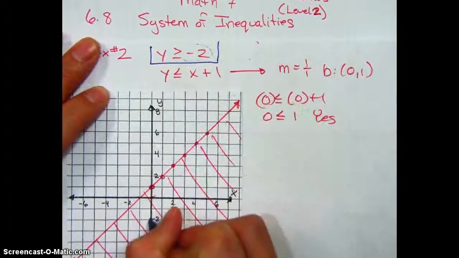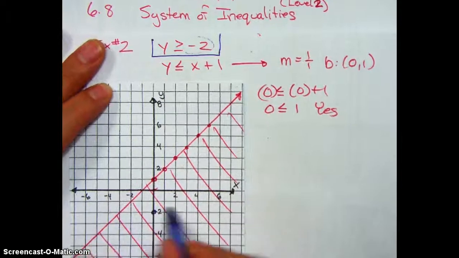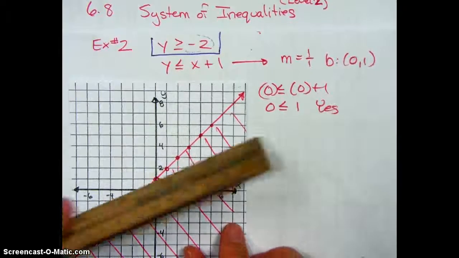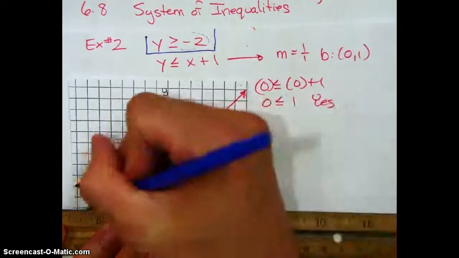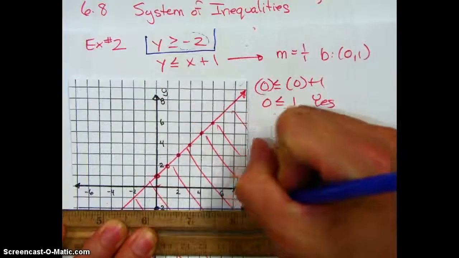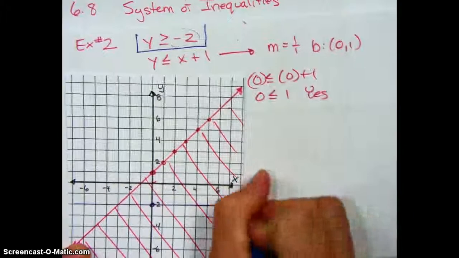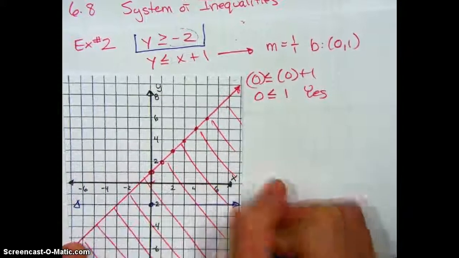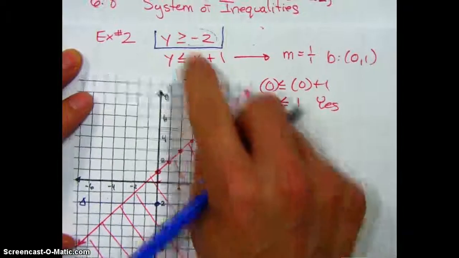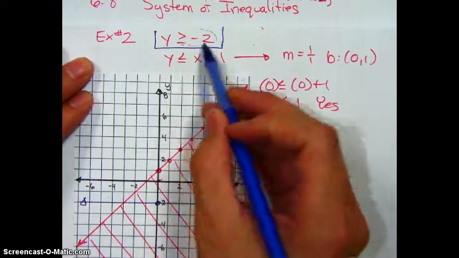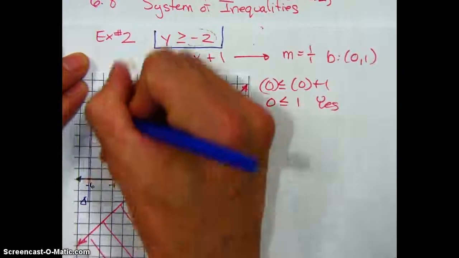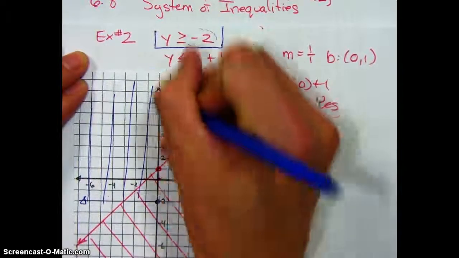So I'm going to go down to -2, and it's going to be a straight line across, and it'll be a solid line because it is greater than or equal to. So I'll line that up and draw my line just straight across like that. Then I have to determine, do I shade above or below? Well, it does say greater than. So if I choose 0, is 0 greater than -2? The answer to that is yes. So I'm going to shade above my line here.